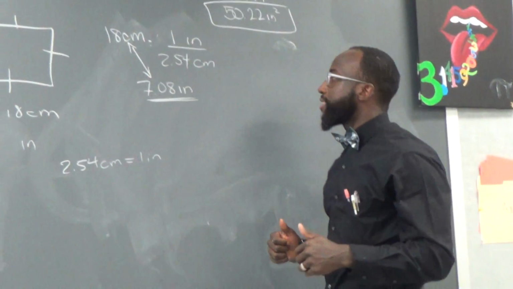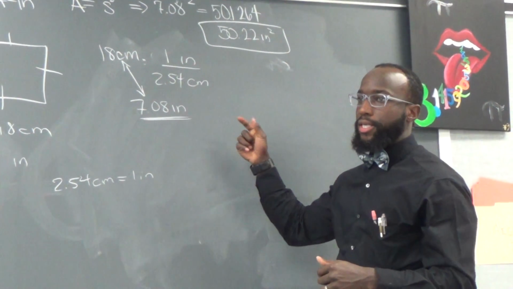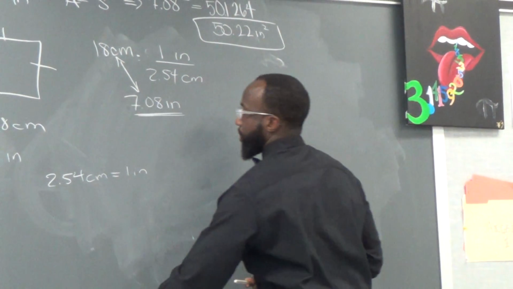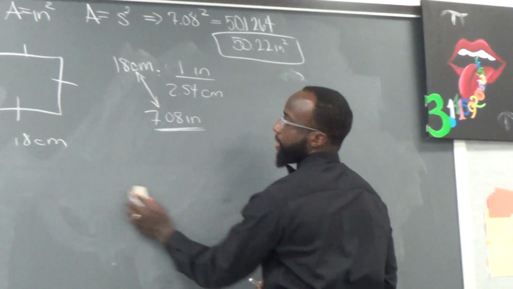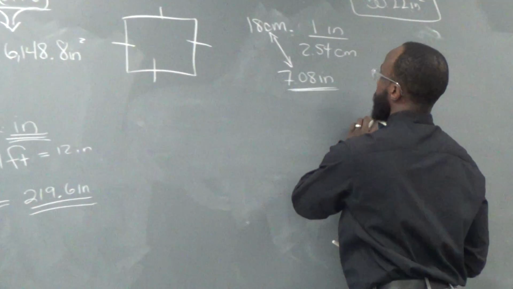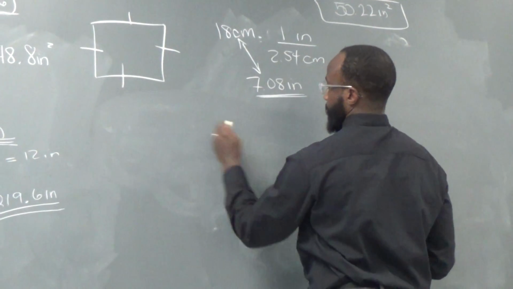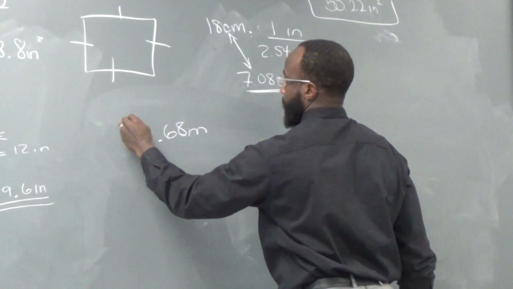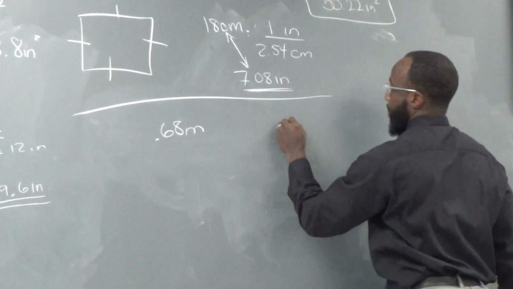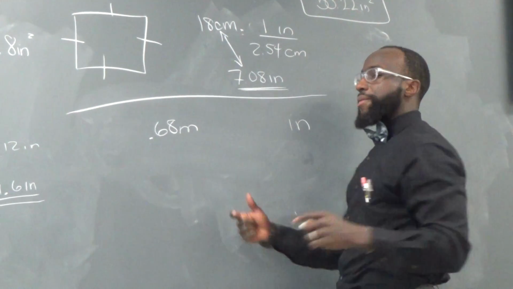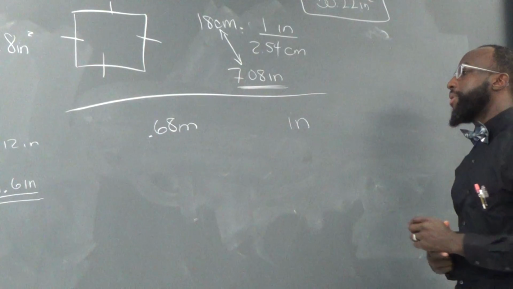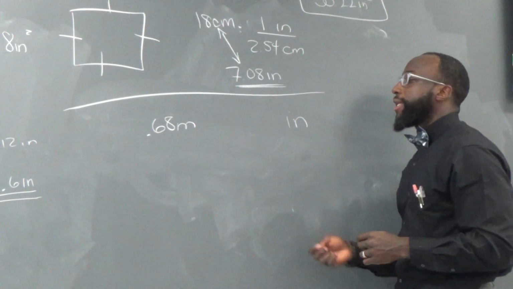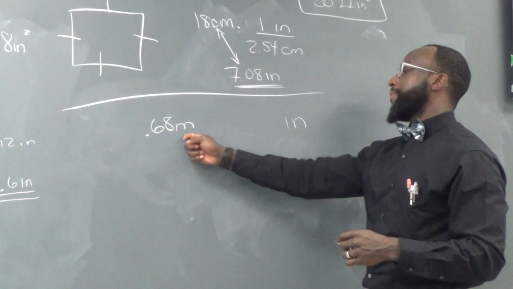Are we good so far? Yep. And for the last one, number 7, what were we dealing with? What did number 7 say? 0.68 meters, and we were converting meters to inches. Now, is that big to small, small to big? Big to small, so we're going to multiply. Now, is there a conversion in place for meters to inches?